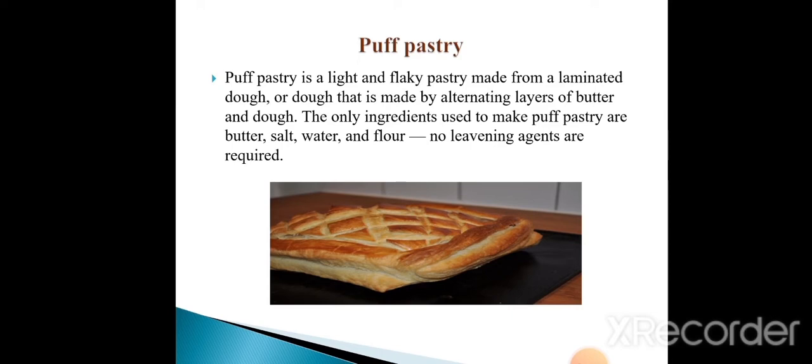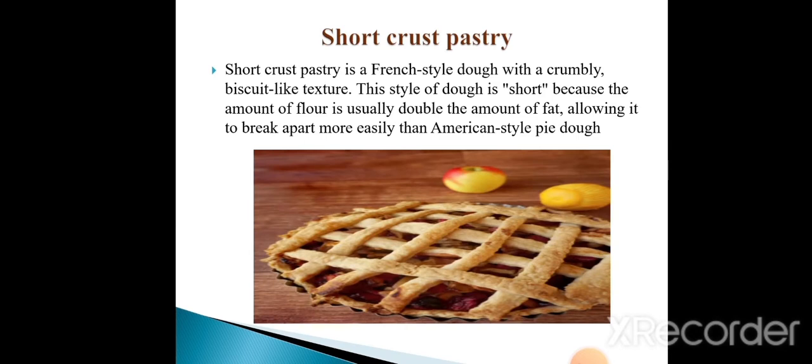Next one we will see the shortcrust pastry. Shortcrust pastry is a French style dough with a crumbly, biscuit-like texture. This style of dough is short because the amount of fat is usually double, allowing it to break apart more easily than American style pie dough. It is the pastry used to prepare pie dishes and stuffing dishes. It is used to make apple pie tarts.